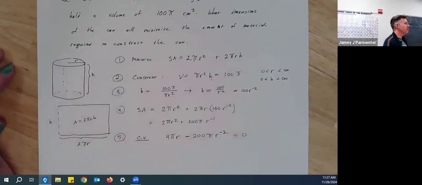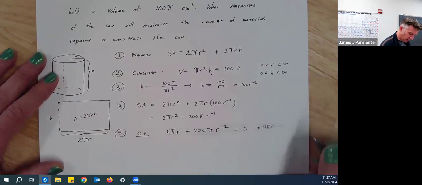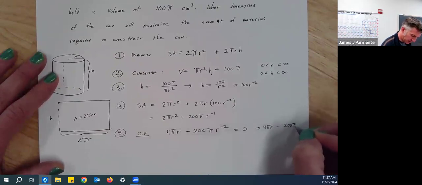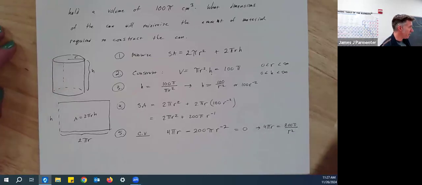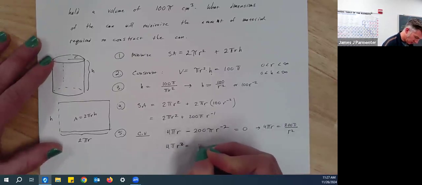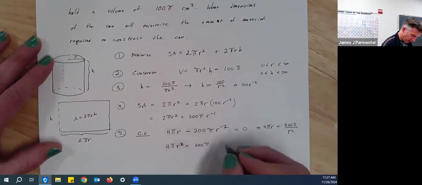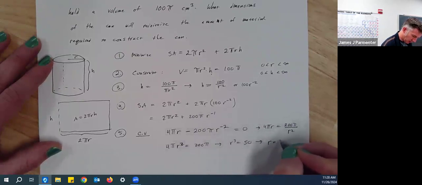While technically the safer way to solve this is by factoring out a 4 pi r to the negative 2, the more typical way is to bring something over to the other side of the equation. I would rewrite this as 4 pi r equal to positive 200 pi divided by r squared. I'd multiply both sides by r squared and divide both sides by 4 pi. So I have 4 pi r cubed equal to 200 pi. And then divide both sides by 4 pi, I get r cubed equal to 50. So r is equal to the cube root of 50.